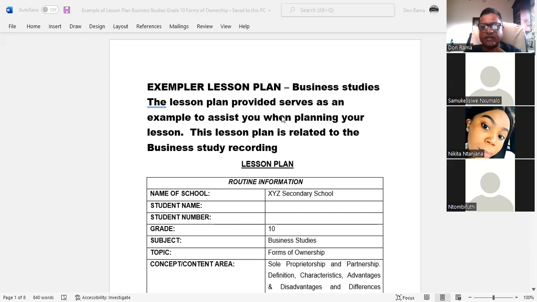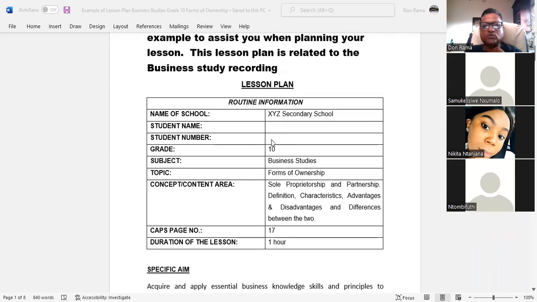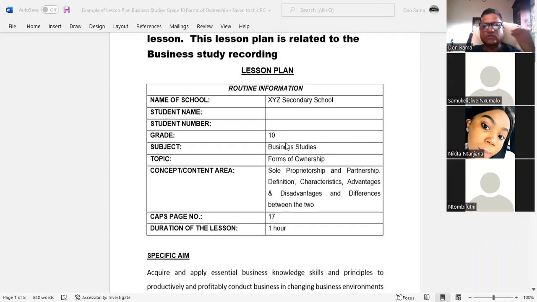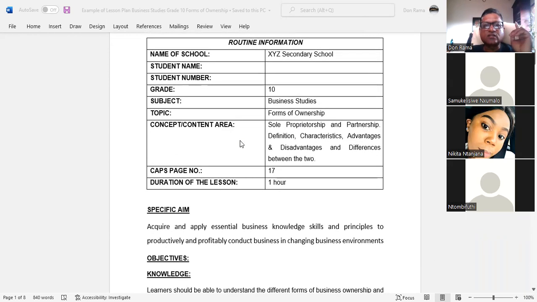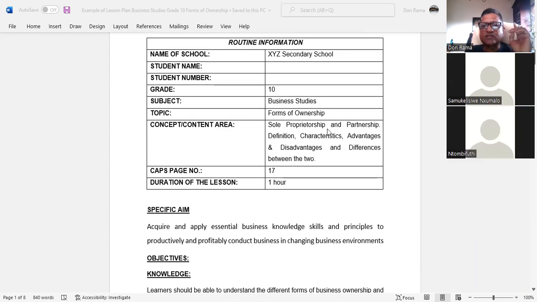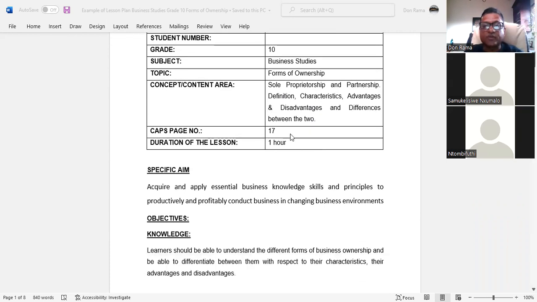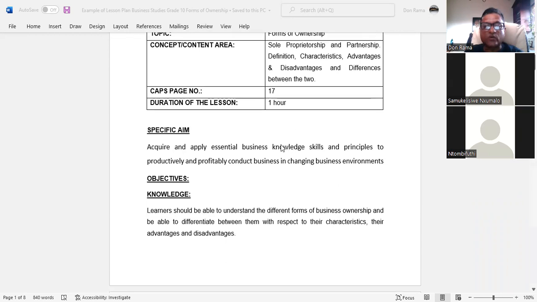I wrote this lesson plan and, okay, I didn't put student name and number, right? Because I wrote it. So you can see this is how the table has been filled. XYZ Secondary School, grade 10, business studies, forms of ownership, and the concept and content: sole proprietorship and partnership. That's 2. And what are we doing under that? We are doing definition, characteristics, advantages and disadvantages, and differences between the two. Where did I get all this from? The CAPS document. It's page number 17 in the CAPS document, 1 hour.